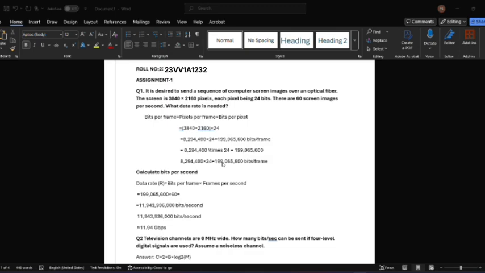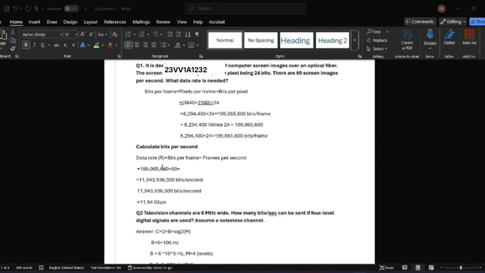In the second problem, we are asked about a 6 megahertz television channel using 4-level signaling. By applying the Nyquist theorem, capacity equals 2 times bandwidth times log base 2 of signal levels, which results in 24 megabits per second, demonstrating how more levels increase channel efficiency.